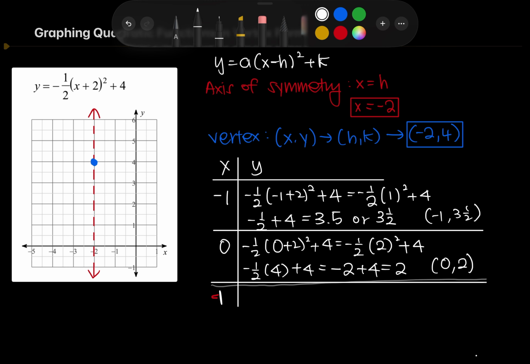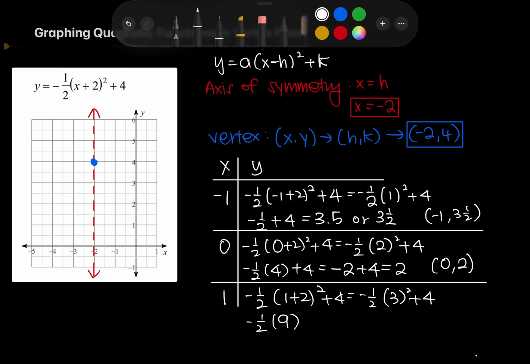Then your next one. Let me rewrite this. So 1: negative 1/2 times 1 plus 2, squared, plus 4. 3 squared plus 4, that's going to be negative 1/2 times 9 plus 4. Half of 9 gives you negative 4.5, plus 4. Negative 4.5 plus 4 gives me negative 0.5, or negative 1/2. So your next ordered pair should be 1, comma, negative 0.5.